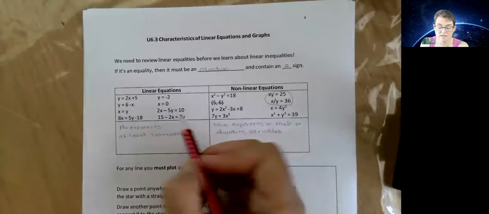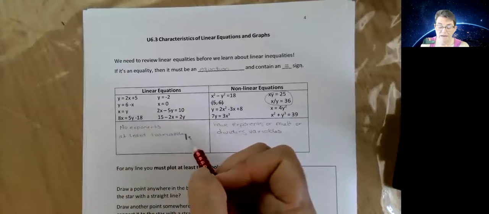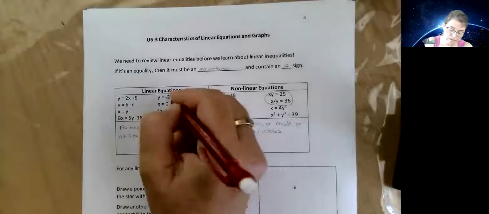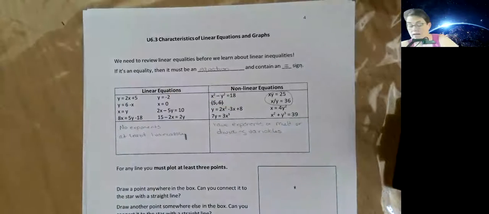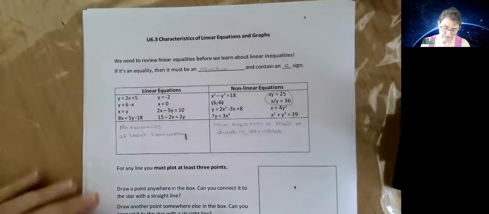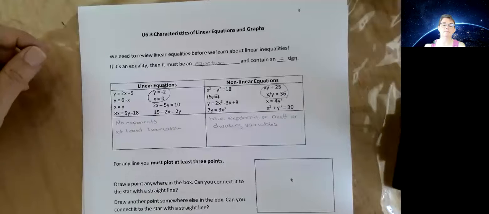95% of the time, the stuff we're going to do is going to have x's and y's, both of them in it. But you can have some simple ones, ones where you just have the one variable. I guess I'm going to start using pen because my pencil keeps breaking.